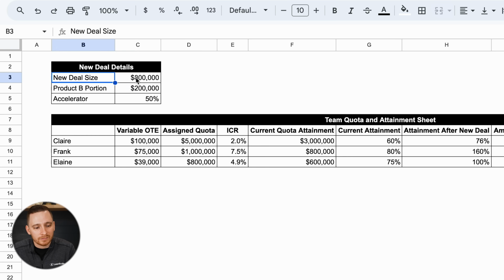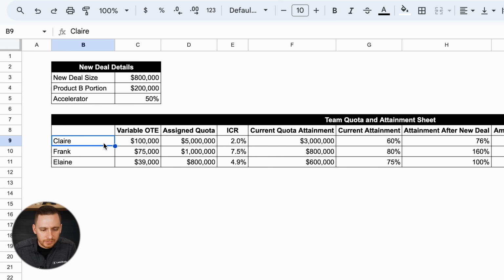So here's an example of a new deal. We have an $800,000 deal that just closed. Now, the product that Elaine is focused on, that particular deal had $200,000 of that product, so that's going to go towards her quota. And Claire is the manager of both, so the overall deal is going to be $800,000 for Claire, and it's going to go to her quota and go against her commission rates. So let's just see how everybody does.